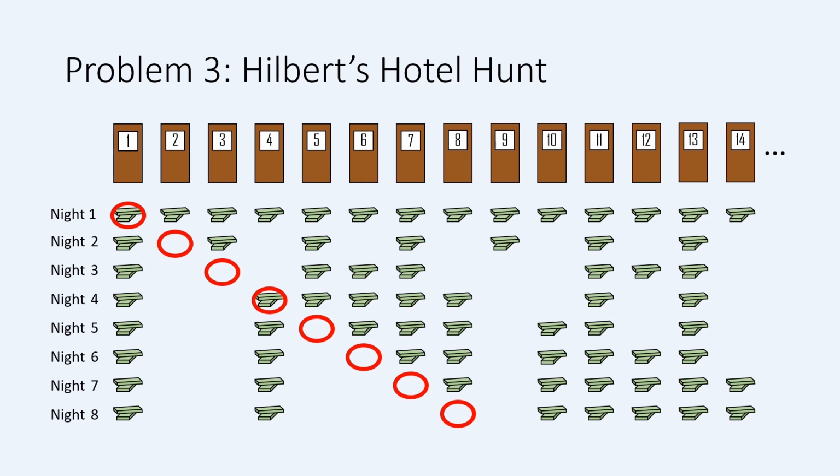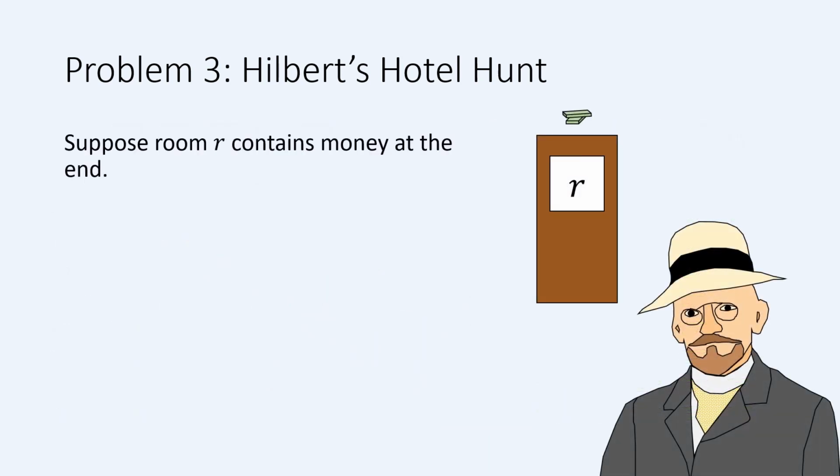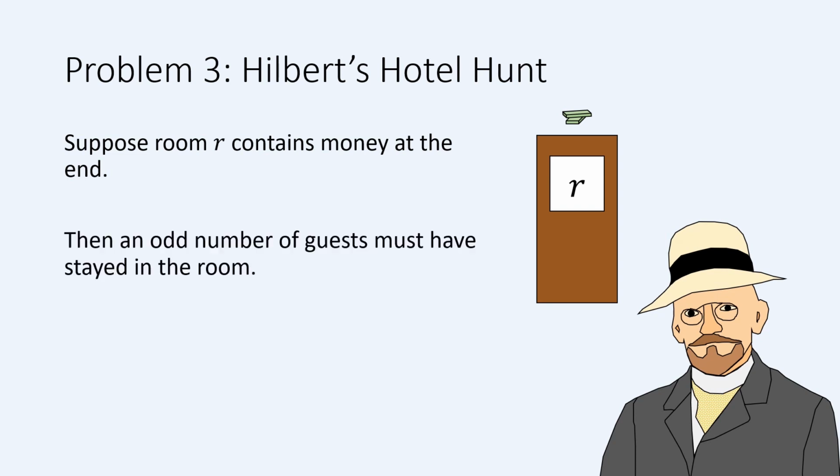What if we work backwards instead? Suppose that after all of the guests have checked out, the room numbered R has money left in it. Then what can we say? Well, it must have had an odd number of guests stay in it, because if there had been an even number of guests, each time a guest left money in the room, the next guest would have taken it again.